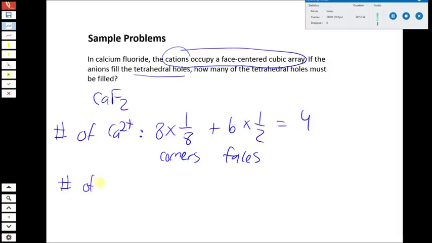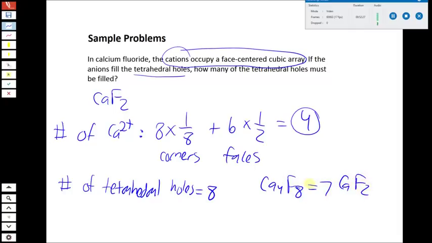The number of tetrahedral holes in the structure is how many? We just saw this in the last one. 8. 4 was half of them. There's a total of 8 if we filled all of them. So if we have 4 calciums, that's fixed by the face-centered cubic arrangement of them. How many fluorides do we need to balance charge? The CaF2. So if we have 4 calciums, how many fluorides do we have?